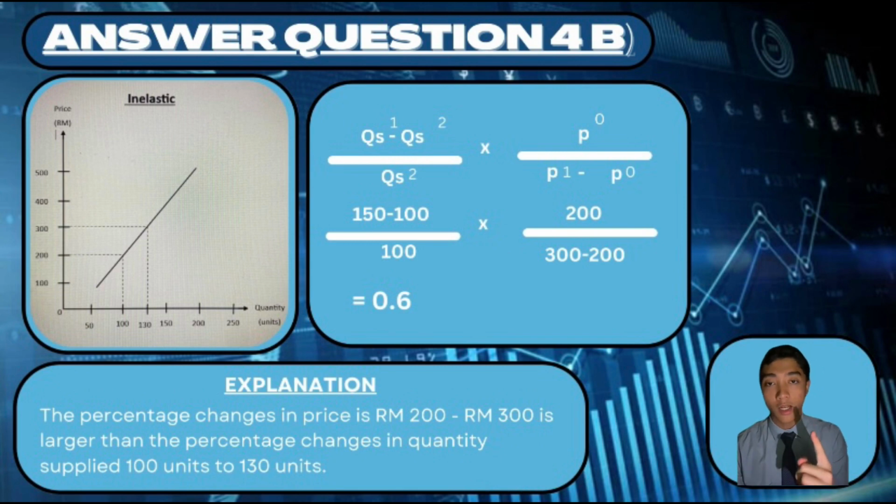The first graph is inelastic. Inelastic happens when a change in the price of goods causes a small percentage change in the quantity supplied. The percentage change in the price from 200 ringgit to 300 ringgit is larger than the percentage change in the quantity supplied, which is from 100 units to 130 units. The difference in the price is 100 ringgit. Meanwhile, the difference in the quantity supplied is 30 units. The curve for this graph shows a steeper slope of the supply curve.